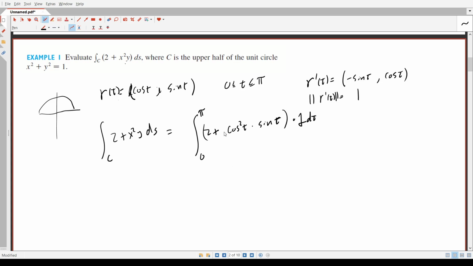So real quick, to recap what I did: I put in my bounds for t. I changed these to match the coordinates. This is x of t, this is y of t. And then I multiplied by ds, which is the norm of r prime of t.